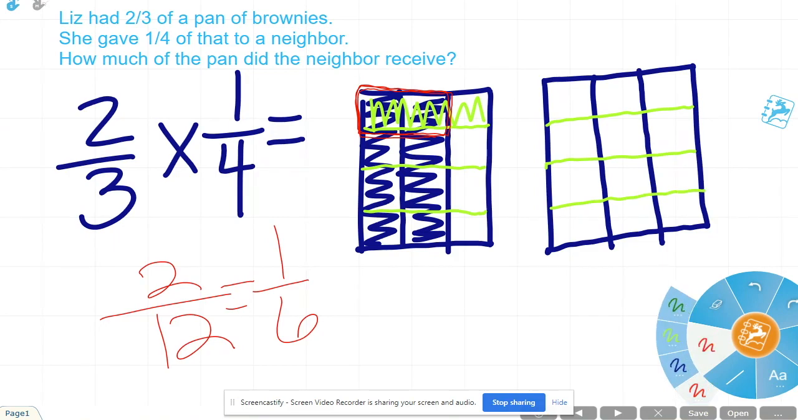All right, so my first number was 2/3, so I'm going to go over 2/3 of my square, and then I'm going to go down 1/4. And as you can see on both rectangles, you have the same portion shaded in, which gives you the exact same answer. And that's it.